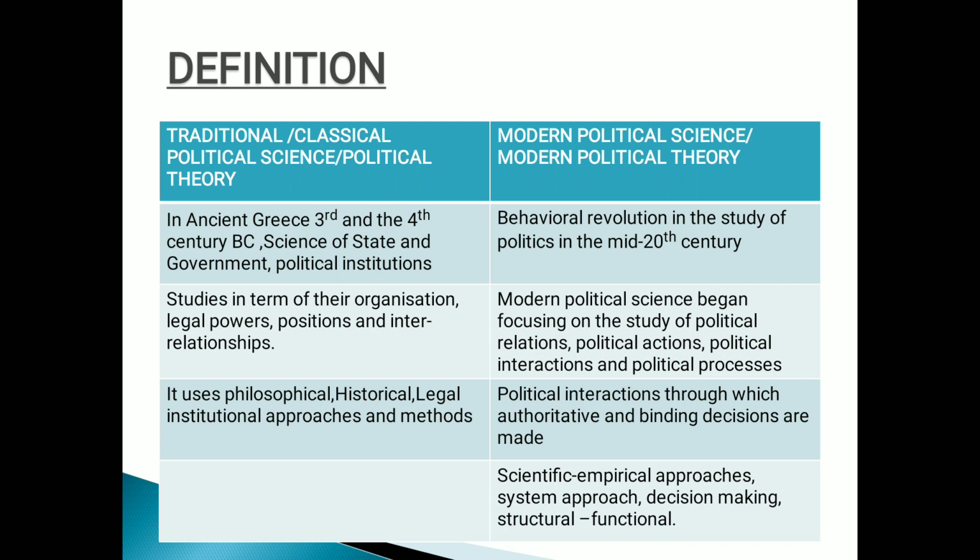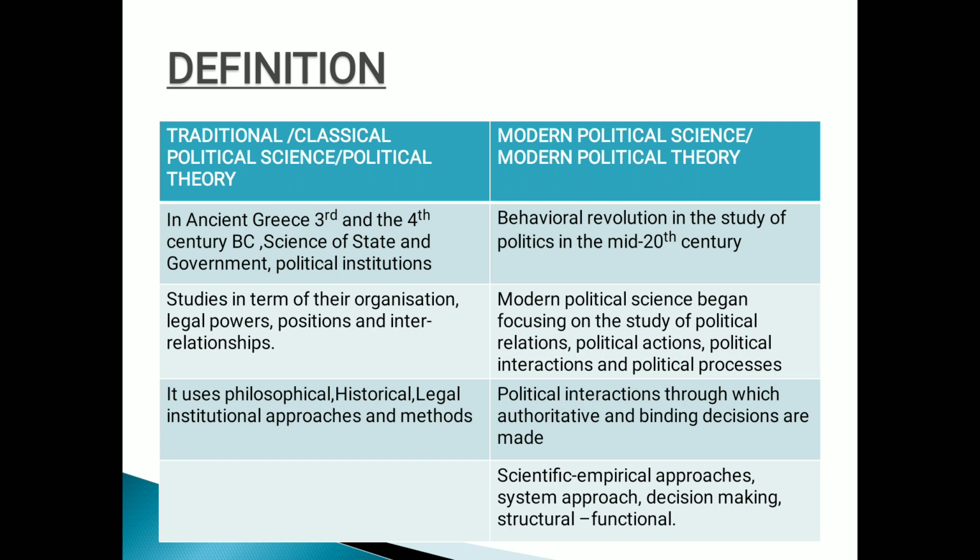So here they are explaining the science of state and government, and the methods they are using. They are going for philosophical methods, right? The meaning of life. They are using many historical concepts over here. They are going for legal institutional approaches. Legal institutional approaches means they are studying the formal structures like legislative, executive, judiciary, right? Like different political parties. Clear, everyone? They are using all these things so that they can prove it is a science of state and government. This is all about traditional classical political science or political theory.